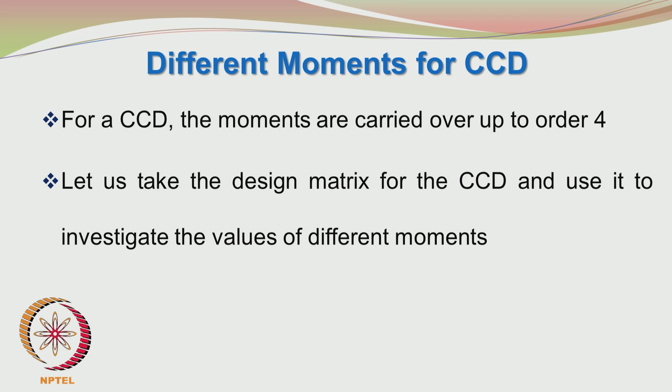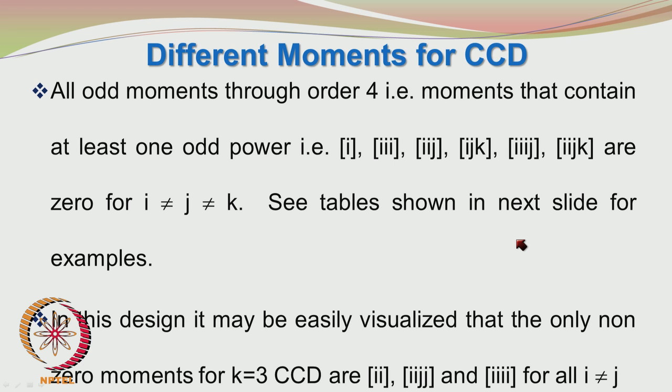For a central composite design, it can be shown that the moments are carried over up to order 4. And let us take the design matrix for the central composite design and use it to investigate the values of the different moments. So, for the central composite design, we can look at the values taken by different moments. All odd moments through order 4, that means orders 1, 2 and 3 are also included. That is why through order 4, that is the moments that contain at least one odd power like I or I cube or I squared j.